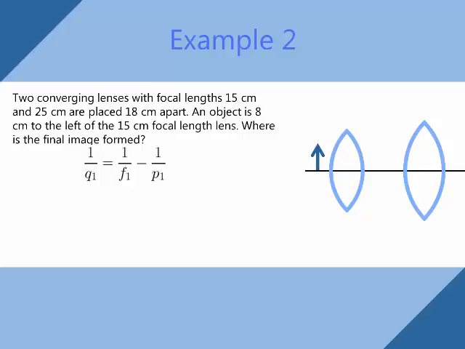We can start with the lens equation to find the image produced by the first lens. Plugging in the focal length of the lens, 15 centimeters, and the distance of the object, 8 centimeters, we find that 1 over Q is negative 5.8 centimeters. Taking the reciprocal, Q is negative 17 centimeters.